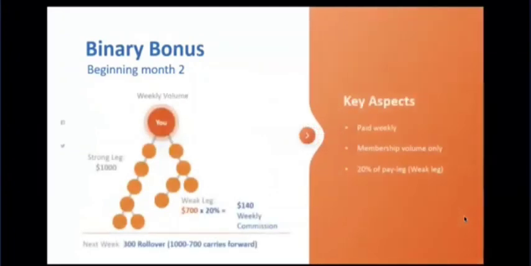Okay, month two. Let's say that you come in for 59.95 and it's January. Now February rolls along and the 9.95 memberships all go into the tree. They're all going into that binary, right? What we're going to do is pay you 20% on your weak leg. So every single week, we count the volume up on your power leg and on your pay leg, and we pay you 20% of your pay leg ongoing every single week.